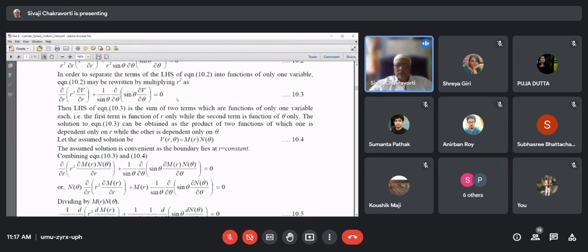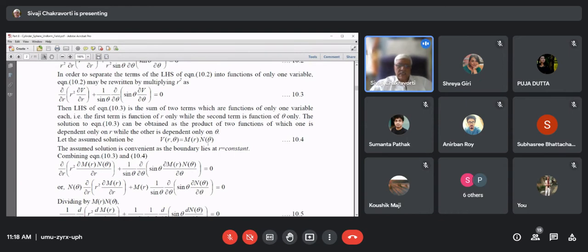So equation 10.4 is that approach where we are saying that the potential function, which is a function of r and theta, is represented as one function M(r), which is function of r only, and another function N(theta), which is function of theta only. So what we are doing is straight away we are putting, instead of V, M(r) N(theta). So now, although it looks very big, this equation is not very big. It is just simply substitution.